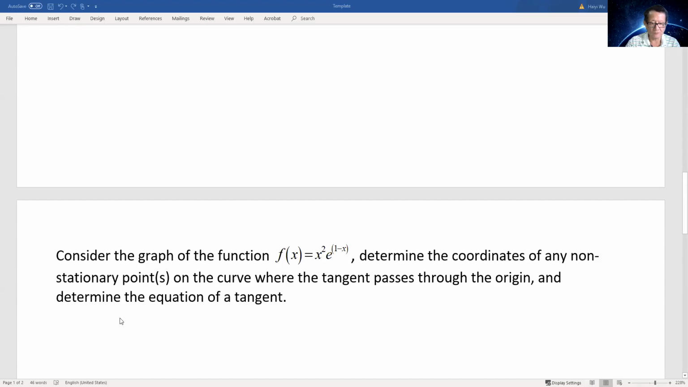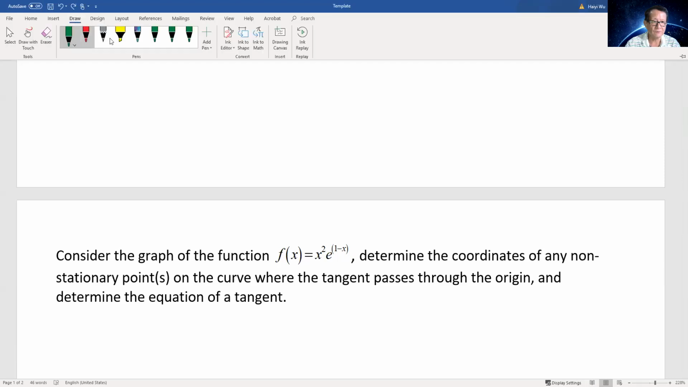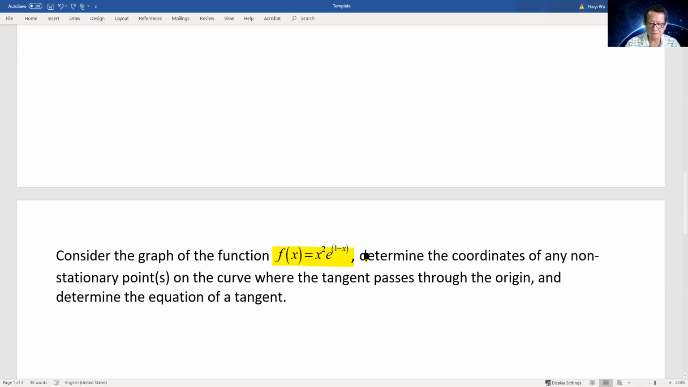Okay, we consider the graph of the function f(x) equals x to the power of 2 times e to the power of 1 minus x. So that's our function. Let me highlight that. This is our function, and this is a given condition.